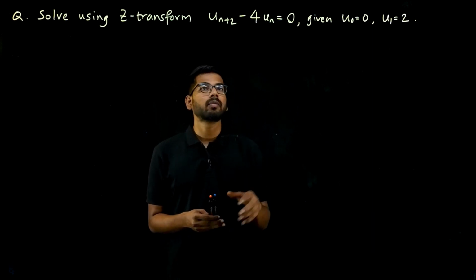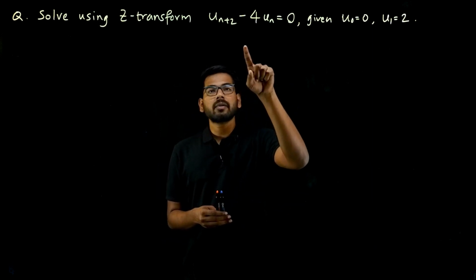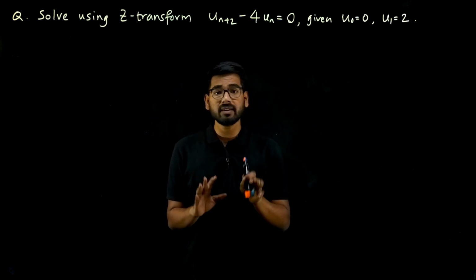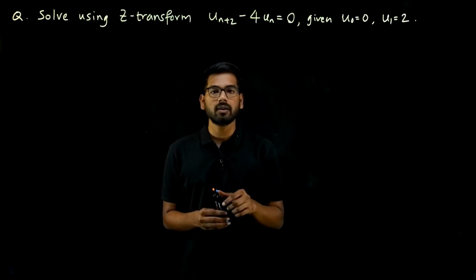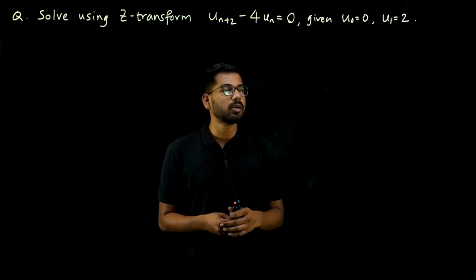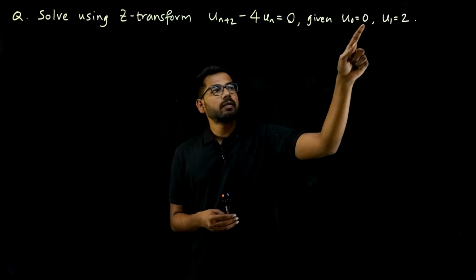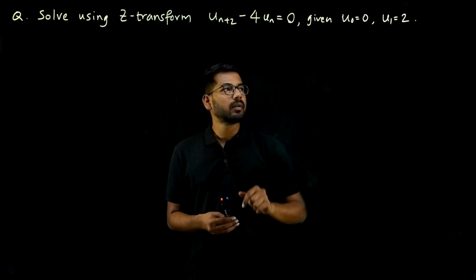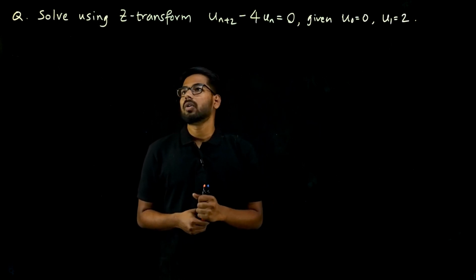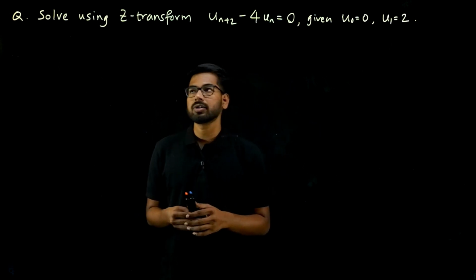So this difference equation is u sub n plus 2 minus 4 u sub n is equal to 0. Solving this means finding the discrete function u sub n. The given information is u naught, the initial value of the function, is 0, and the function value at n equal to 1 is 2. So how do you go about solving this equation?